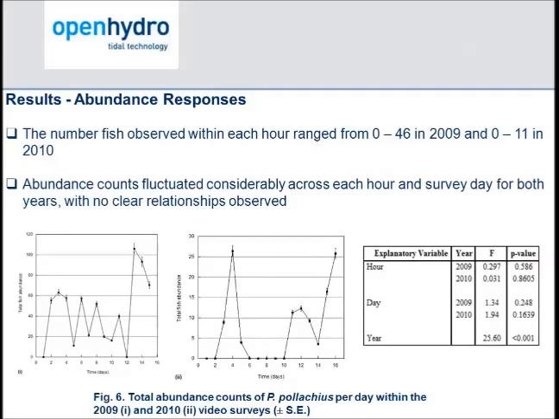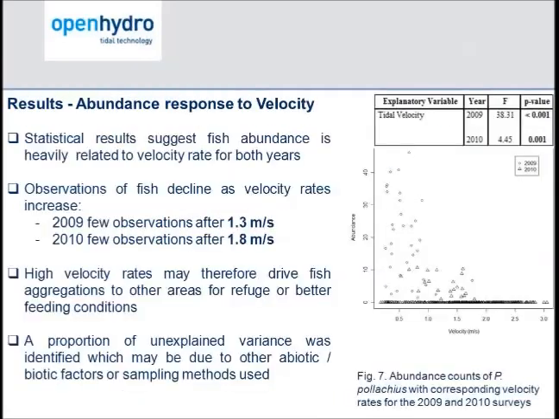So we're seeing in that 8% and 13% positive abundance count periods very high fluctuations in terms of the number of fish that were present at the device. So if we move to the next slide, please.